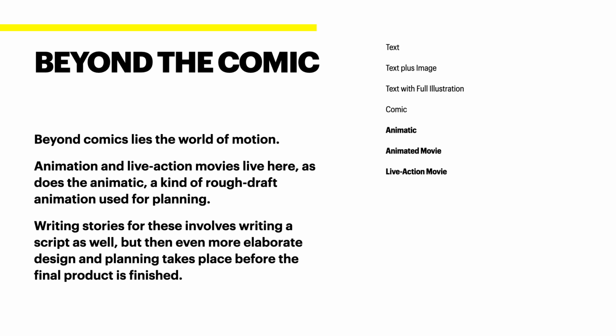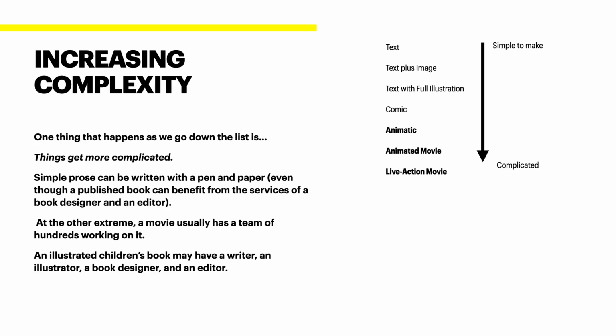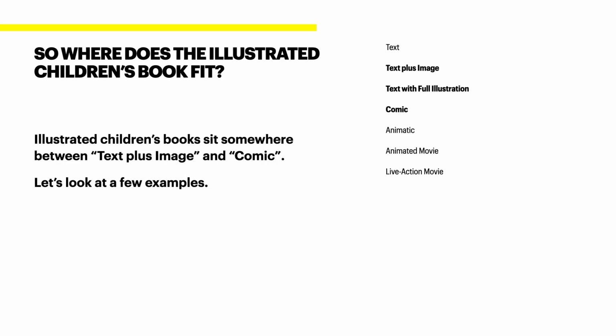These still require the same amount of story design, but they have so many more things in them as well, such as sound and vision, actors, and so on and so forth. And the thing with these is, as it goes from text towards comics and animation, it gets more complicated, more people involved, and a longer time to make. So, where does an illustrated children's book fit into this?